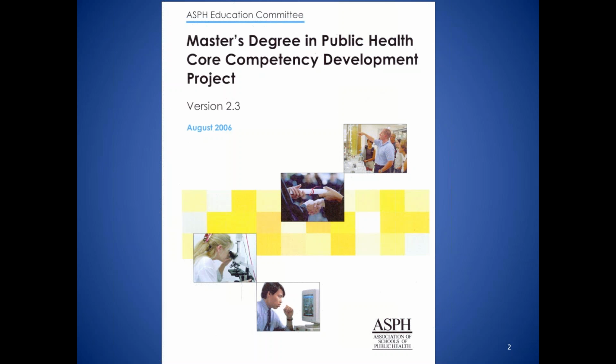What I began by talking about was that I can't tell you what's on the exam because I don't know what will be on the exam. What I can tell you is what I think is important to prepare for the exam. And the way I'm doing that is looking at two resources. One is the Core Competency Development Project that was developed by the Association of Schools of Public Health, now the Association of Schools and Programs in Public Health.